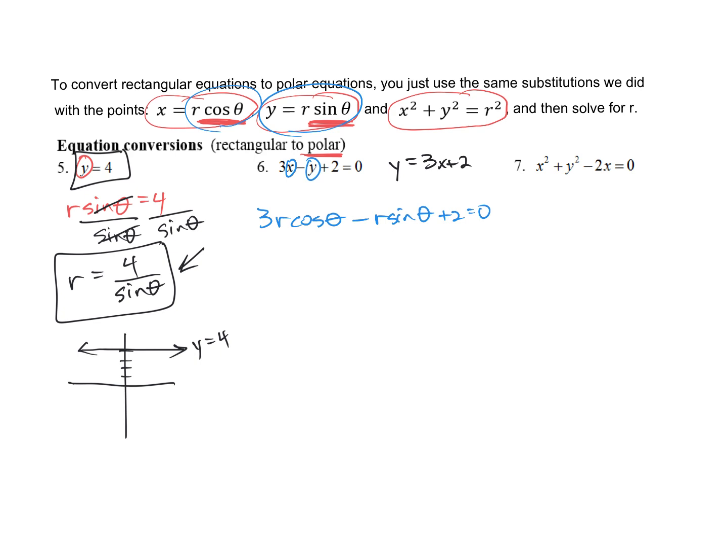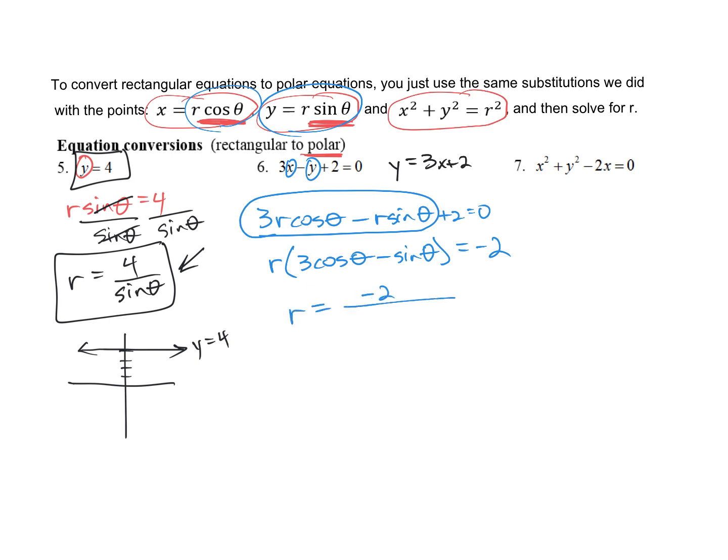So we always solve for r. So we'll move our 2 over to the other side. I'm trying to get r alone, right? So I'm going to subtract that 2 to the other side and then just factor an r out. r times (3 cosine of theta minus sine of theta) is equal to negative 2. Okay, and then you can just divide that, what's in that parenthesis, off.